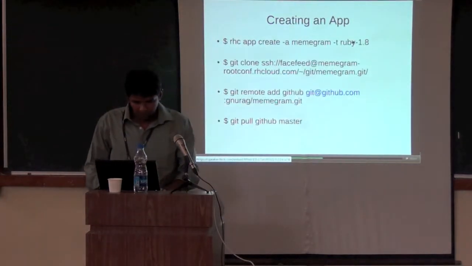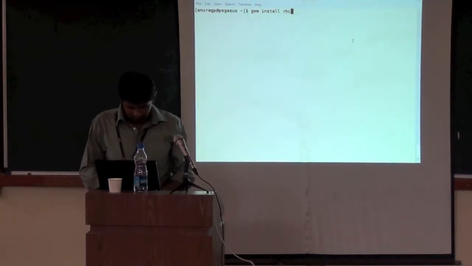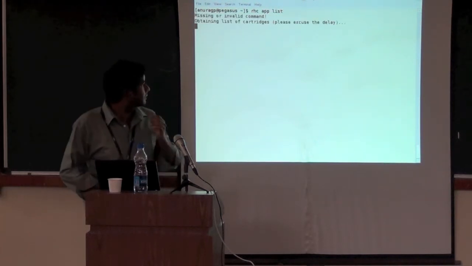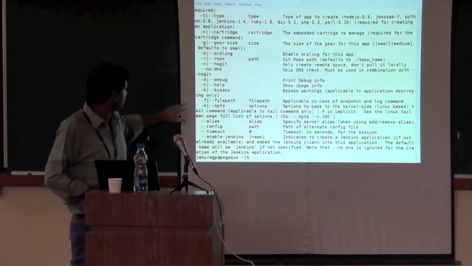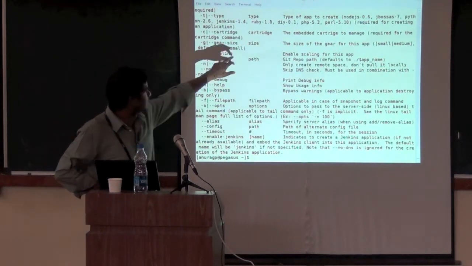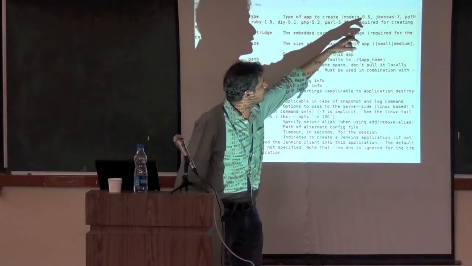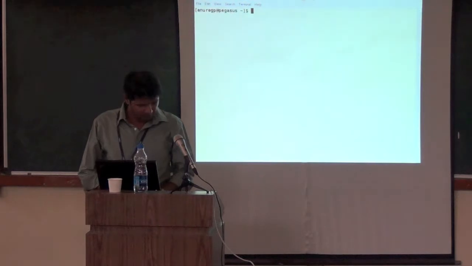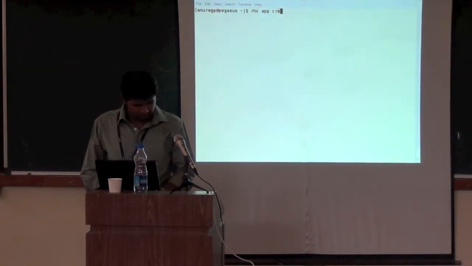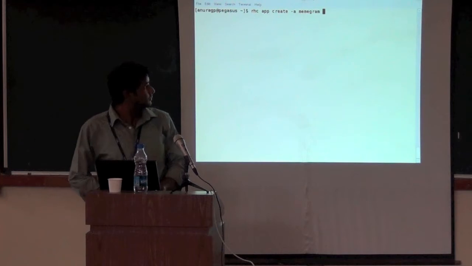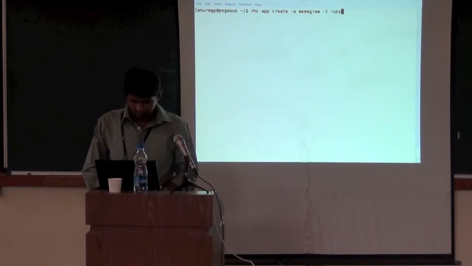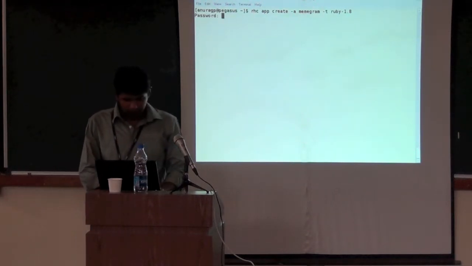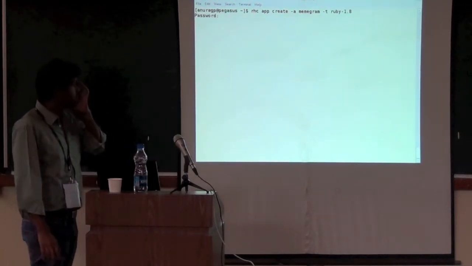So it supports several cartridges. It supports these many application cartridges: Node.js, Python, Jenkins, Ruby. We'll select the Ruby one. This is your OpenShift username and password.